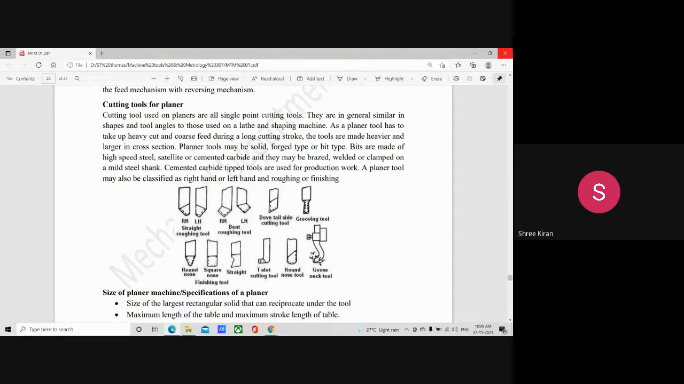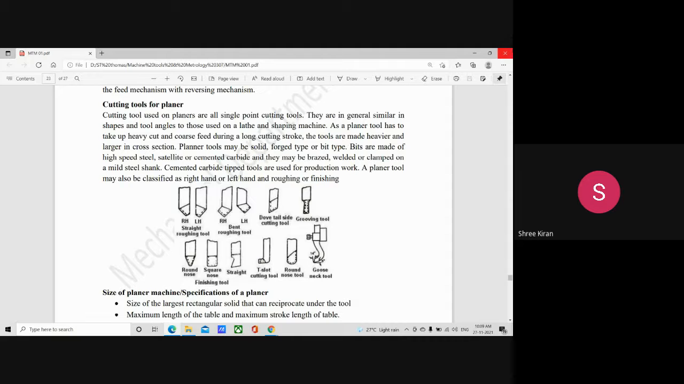So the bits, mainly small bits, are made of high speed steel or cemented carbide, and they may be brazed, welded, or clamped on a mild steel shank. The cemented carbide tip tools are used mainly for production work.